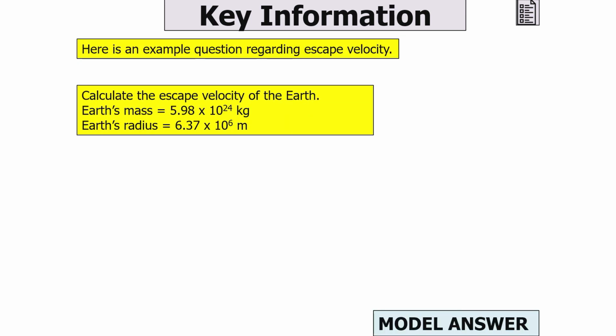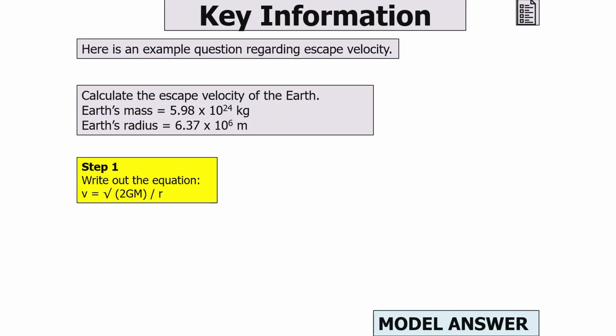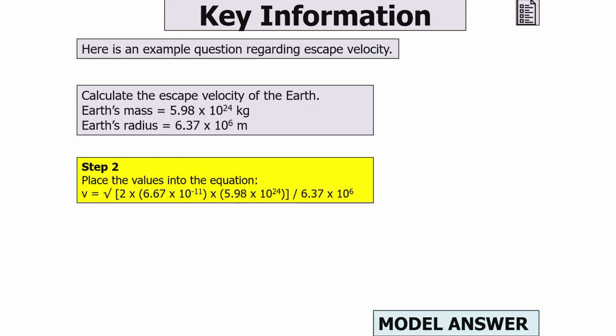So here's an example question regarding escape velocity. Calculate the escape velocity of the Earth. Now the first step is to write out the equation. V is equal to the square root of 2GM over r. We then place our values into the equation.